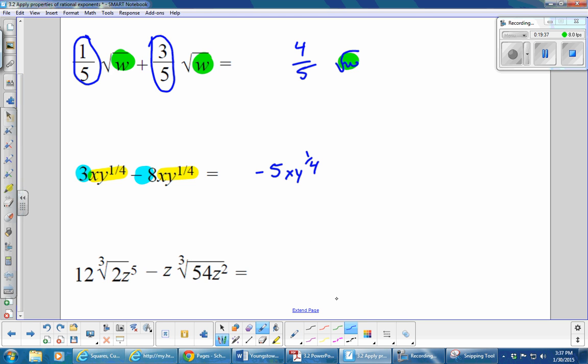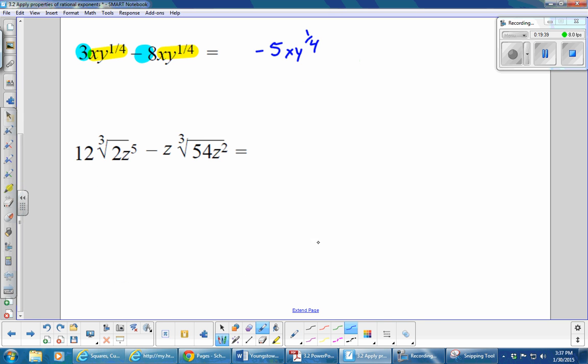Now, let's try this one. This one's a little bit... Why can't I just directly add these together? Because some things need broken down, right? So you want to break these down as far as they'll go first. So if I'm looking at this first one, I'll leave the 12 outside. And then the cube root of 2 will be one part, and then the cube root of z to the fifth will be the other part.